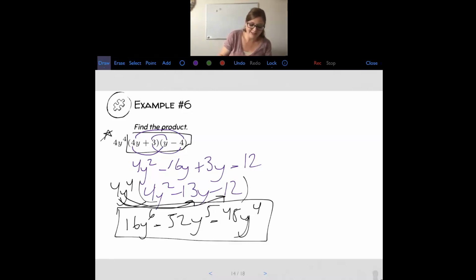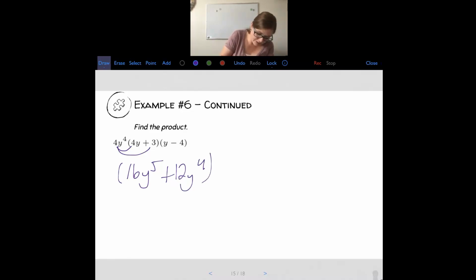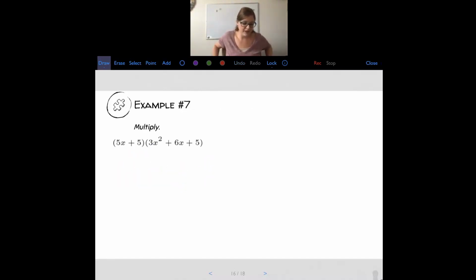Okay. To set it up the other way, if you want, I'll just show you how to begin it, and then you can take it from there. We can take 4y to the 4th and multiply it just to one of these sets of parentheses. We can't do it to both because then we're multiplying it 2 times when it's only appearing once. So this is 16y to the 5th plus 12y to the 4th. Okay, and then we would still have y minus 4, and you can use FOIL or distribute the way that you are comfortable doing.